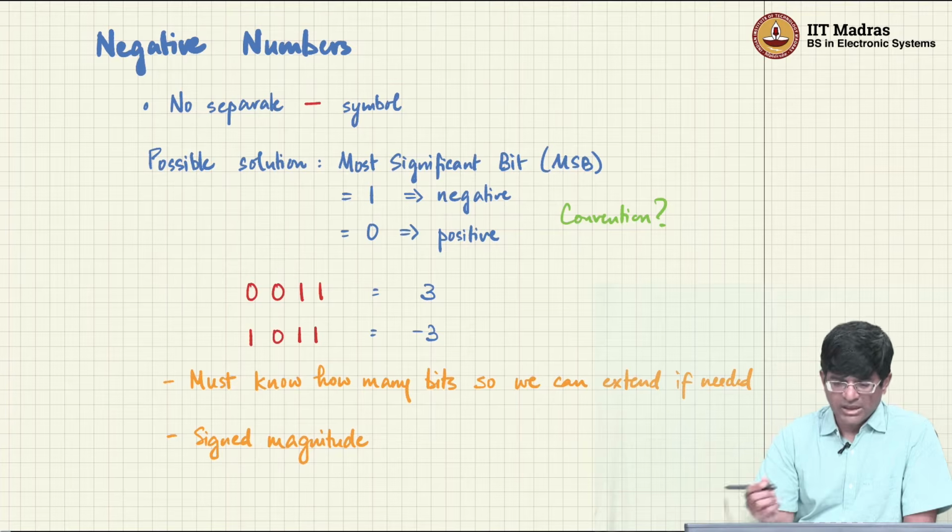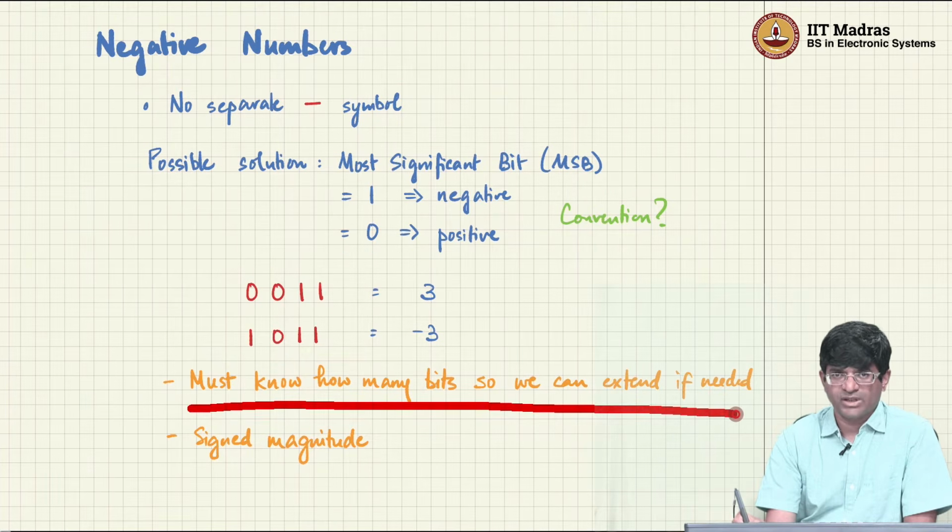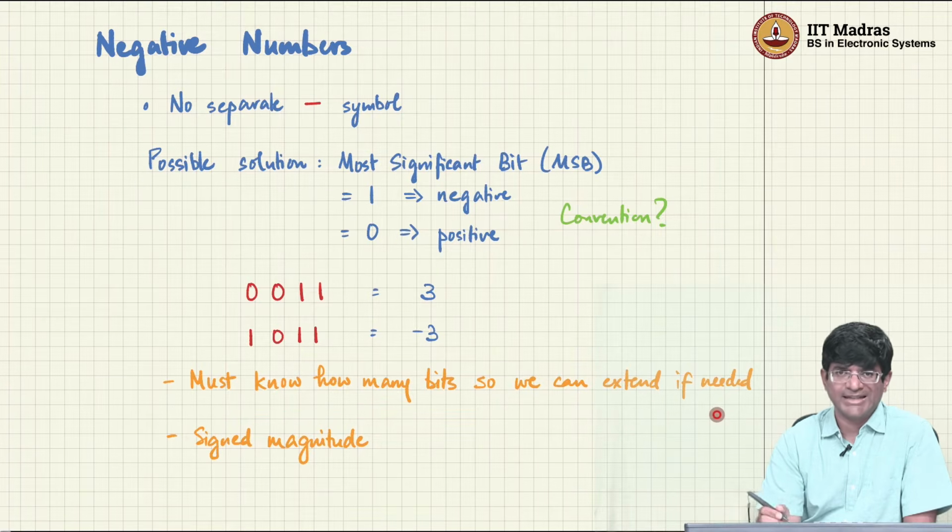Now I need to know how many bits I am going to use, so that I interpret it correctly. It also means that I can extend if needed. What I mean by extend is, let's say that I am trying to represent the value 3. I know that 11 corresponds to 3, but I also have to be told that this is a 4-bit value, so yes, I extend it out to 0011. And if it is minus 3, 11 corresponds to this. The MSB should be equal to 1 to indicate a negative number, and therefore I have 1011.